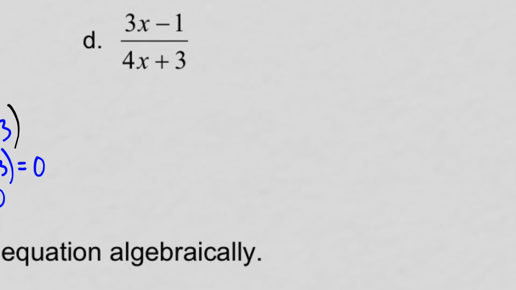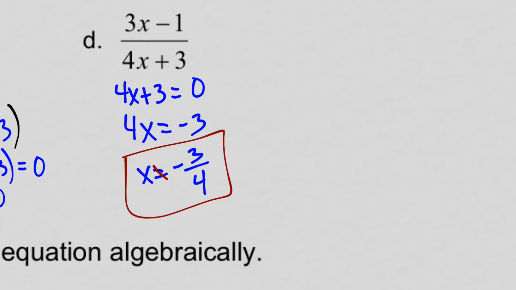I'll let you guys figure out D on your own. I'm pretty sure by this time you guys can actually do it. Go ahead and pause the video, do it on your own, then come back and check it. There you go. There's the correct answer for D. Set the denominator equal to 0, you get 4x equals negative 3. Divide by 4, you get x equals negative 3/4, but again, it's excluded, so x does not equal negative 3/4 because it would ruin the denominator.